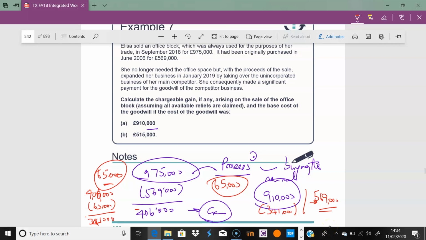So what am I saying? Find the difference, 975 minus 569, find the original gain, and ask the question whether all the proceeds have been used. The extent to which the proceeds have not been used will determine the extent of the gain we can roll over. We haven't used 65, so that means that 65 of this gain of 406 is crystallized straight away, and therefore we can only roll over the bit of the gain that hasn't crystallized.